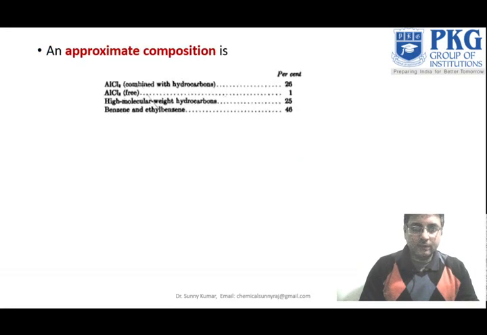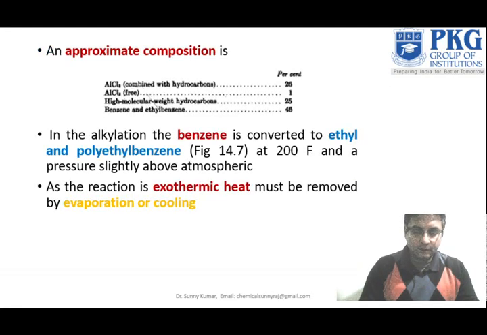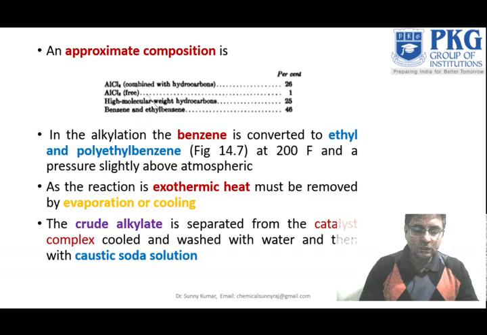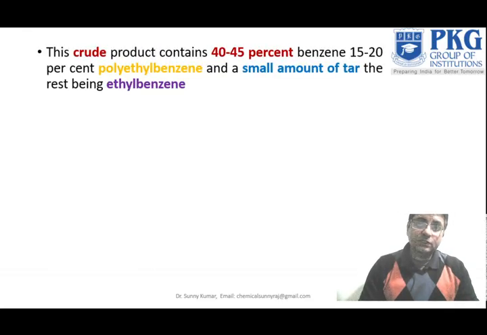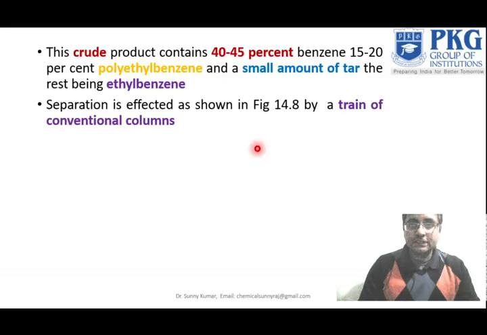A catalyst, aluminum chloride. As this reaction is exothermic, heat must be removed by evaporation or cooling. The crude alkylate is separated from the catalyst complex and washed with water and then with caustic soda solution. This crude product has 40-45% benzene, 15 to 20% polyethyl benzene, and a small amount of tar, the rest being ethyl benzene. The separation is effected in the conventional columns.